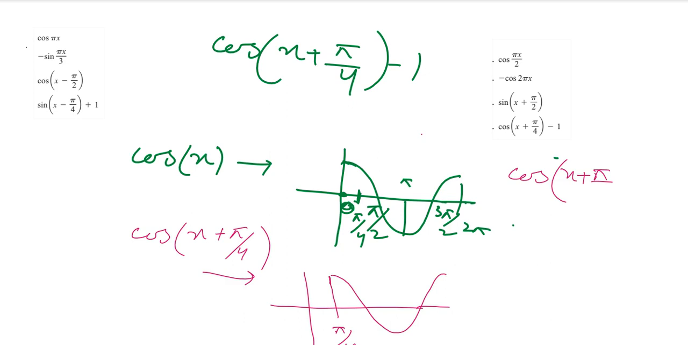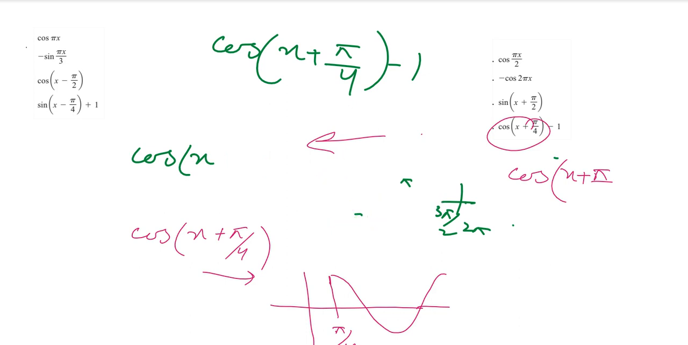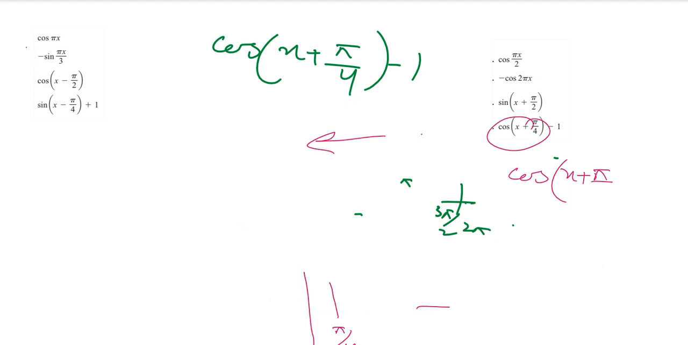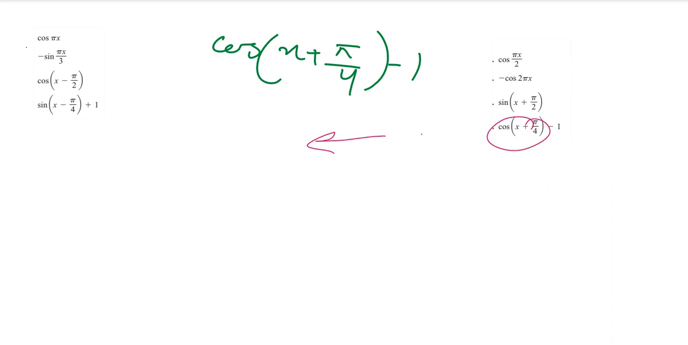Oh, sorry, there is an addition over here. We have to move the whole graph to the left side, not to the right side, because whenever there is an addition inside the function of x, the graph will move to the left side.